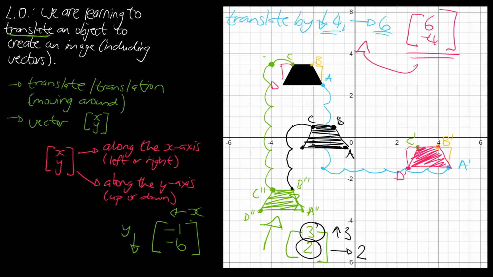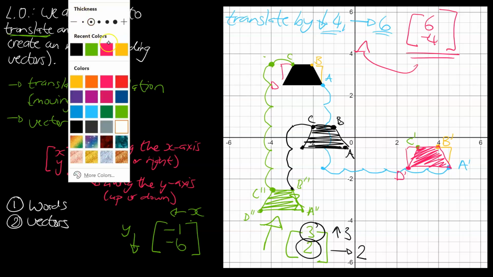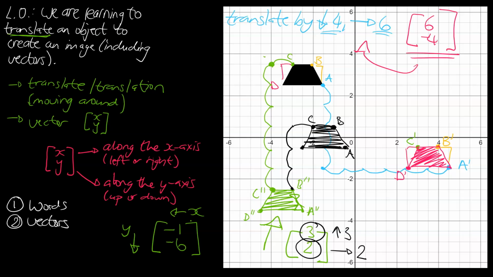And the last step to our video: we've discussed vectors, so how do we describe a translation? We've got two methods of describing it. You can use your words, or you can use vectors as well. Both of them are equally correct. So let's get into the pen color. Let's translate our movement from the original shape down to our last shape.